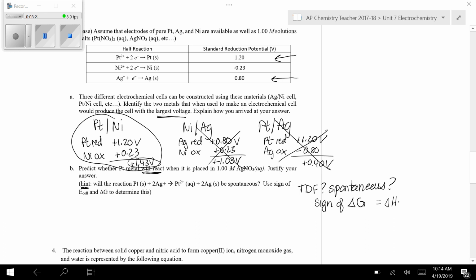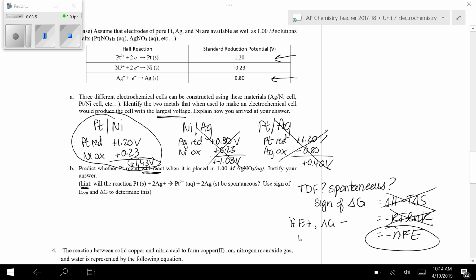We got three equations here, right? We can use H and S. We can use RT ln K if we know the equilibrium constant, or you can use negative nFE. So you want to ask yourself, what do I know? Well, they're not telling me anything about the enthalpy or entropy. I am not given the equilibrium constant, so I need to use this relationship right here. So to figure out the sign of G, I have to look at the sign of E. So if E is positive, then delta G is negative, based on the math here. And if E is negative, then delta G is positive. So I'm just really figuring out what is the sign of E here.